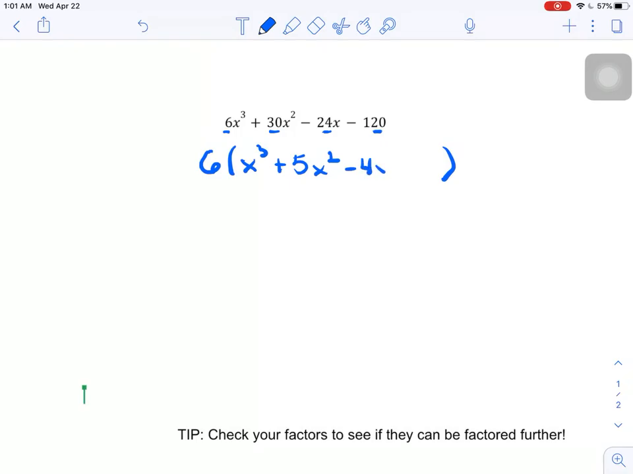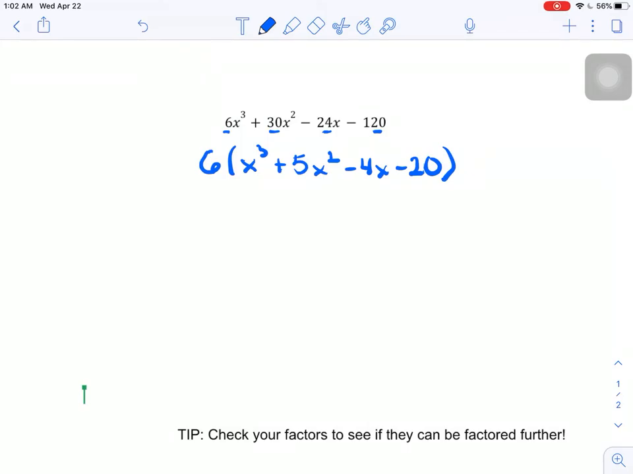The fourth term turns into a minus 4x. And then the last term, 120 divided by 6, turns into a minus, not plus. We're subtracting it, a minus 20. So that gives me some much smaller numbers to work with.